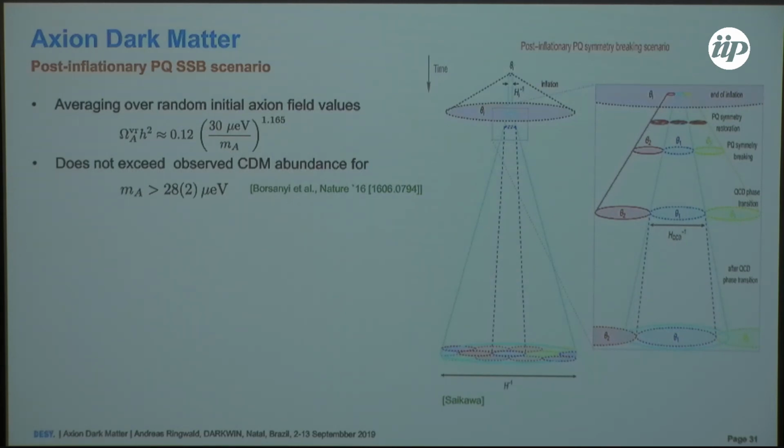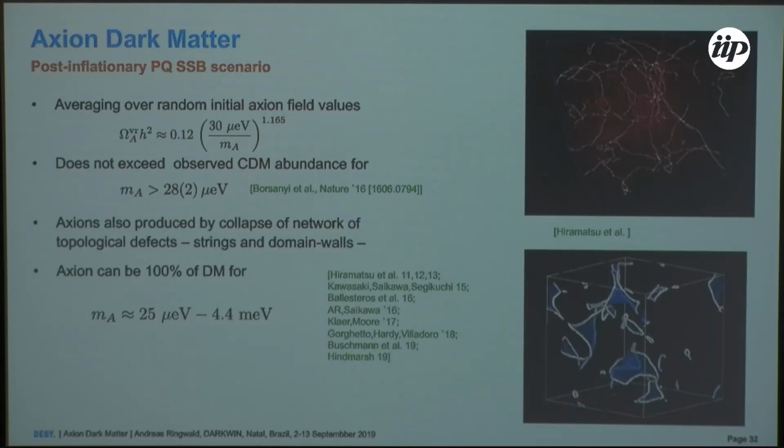Now, much more predictive, in principle, is the post-inflation Peccei-Quinn symmetry breaking scenario, because in this case, if the symmetry is broken after inflation, you have to average over the many initial axion field values, and therefore, for example, the contribution from the vacuum realignment mechanism depends only on the mass. And from this, you could in principle also infer a lower limit on the axion mass. So this lower limit is 28 micro-electron volt.